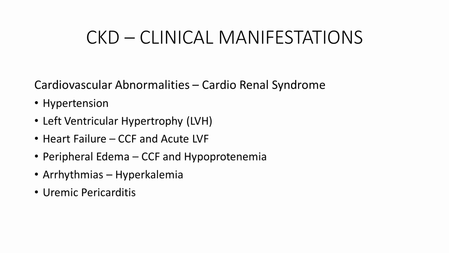Peripheral edema can be because of congestive cardiac failure, or maybe because of hypoproteinemia as a result of inadequate intake of food and albumin. Arrhythmia, as I have already told you, can result from hyperkalemia. There is also uremic pericarditis, because whenever the patient is in uremia, and if the kidney functions are grossly deranged, we may present with pericarditis, which is again an emergency.